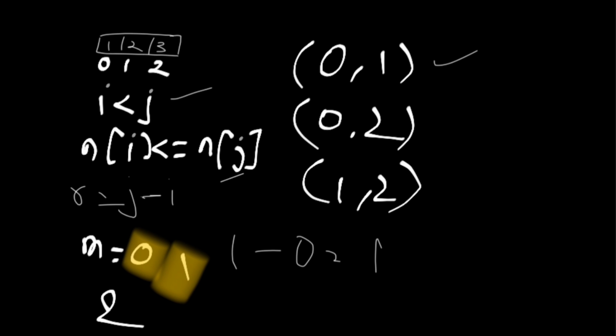The pair 1,2 also satisfies both conditions. That is, 1 is less than 2 and 2 is less than 3. So the ramp is calculated as j minus i, that is 2 minus 1. 2 is greater than 1, so the ramp will not be changed and the answer returned will be 2. If no value is found, the default value of the ramp will be 0.